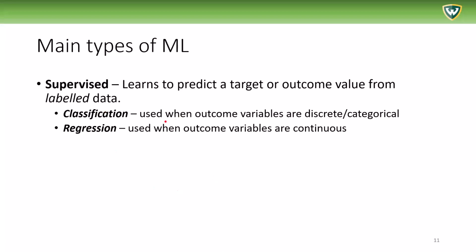One is classification. That's when the outcome variables are discrete or categorical. So things like nominal categories, like is this an apple, is this an orange? But also ordinal categories, like good, semi-good, not so good, neutral, and so on. And then regression, which is when outcome variables are continuous, like decimal points. So things like temperature or the cost of something.